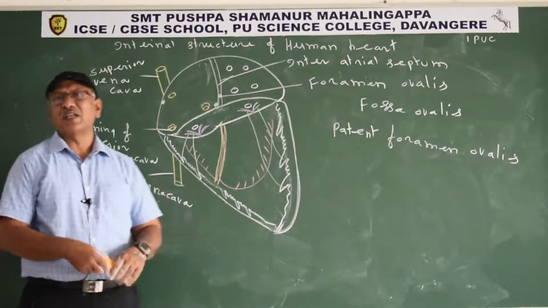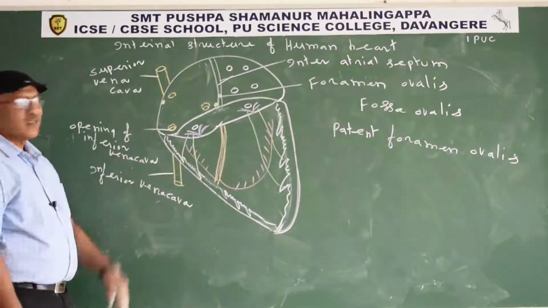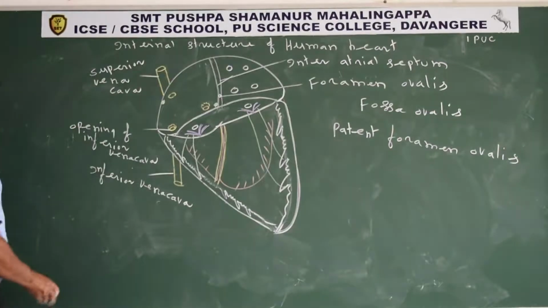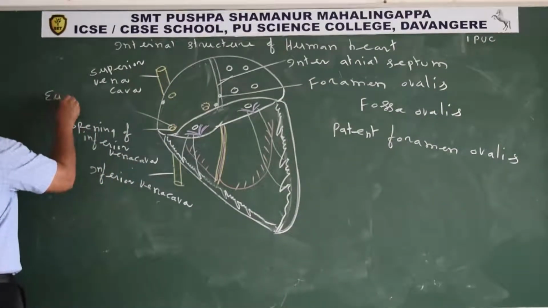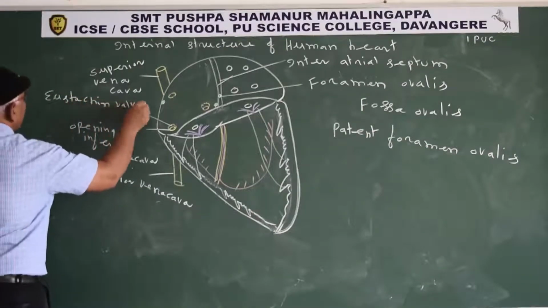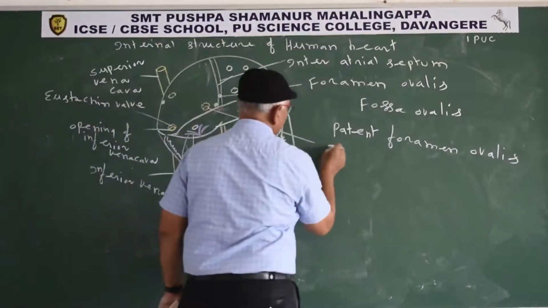Similarly, the inferior vena cava collects blood from the legs and abdomen and pours the deoxygenated blood into the right atrium. The opening of the inferior vena cava has a valve, the Eustachian valve. Next one is the opening of the coronary sinus.